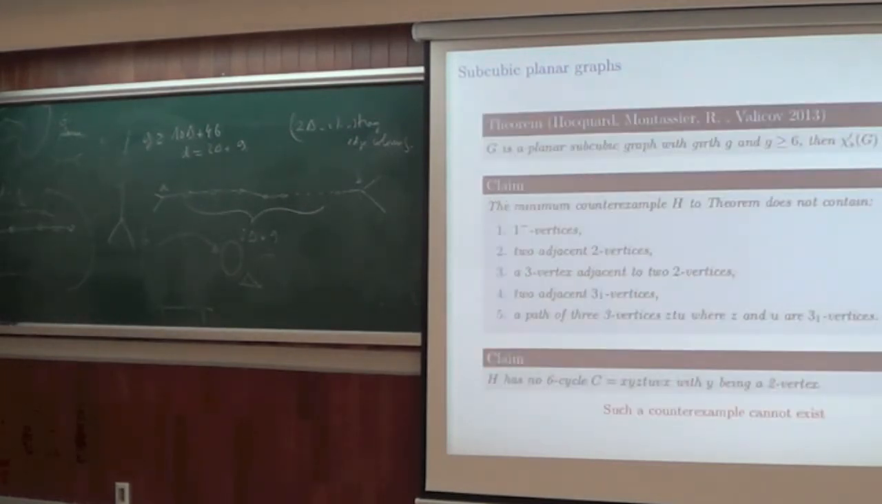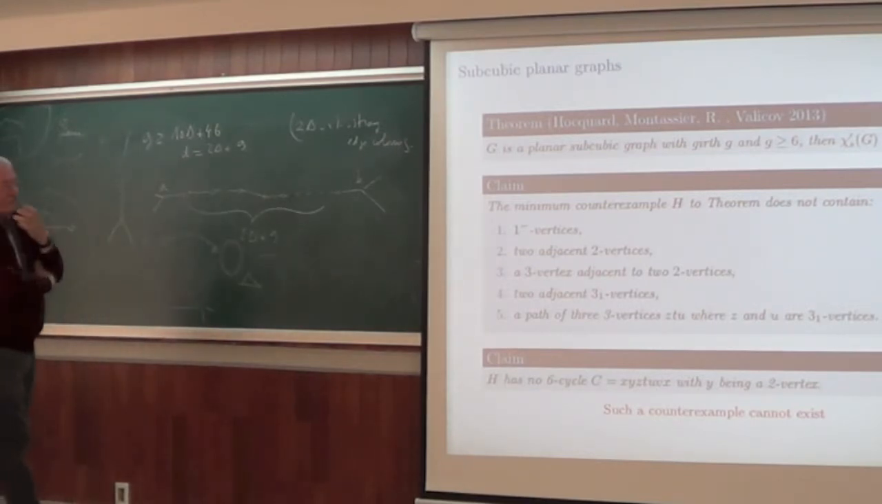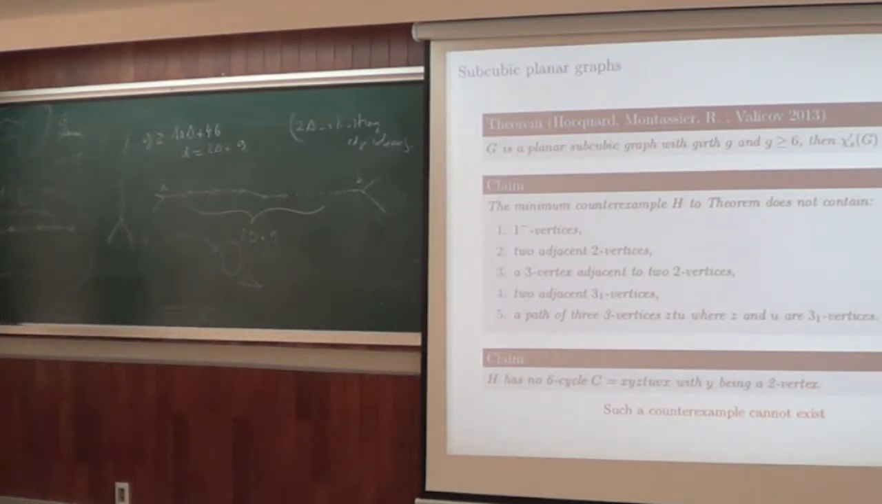Okay, so I will finish my talk with this theorem. We proved that if G is planar subcubic with girth at least 6, then the strong chromatic index is at most 9. In fact, we proved more. We proved that if the planar subcubic graph has no cycles of size 4 and 5, then the strong chromatic index is at most 9.